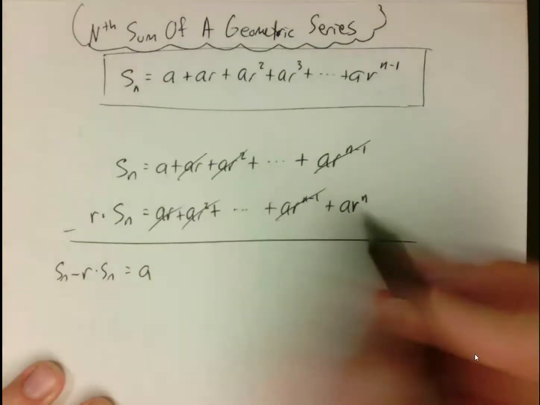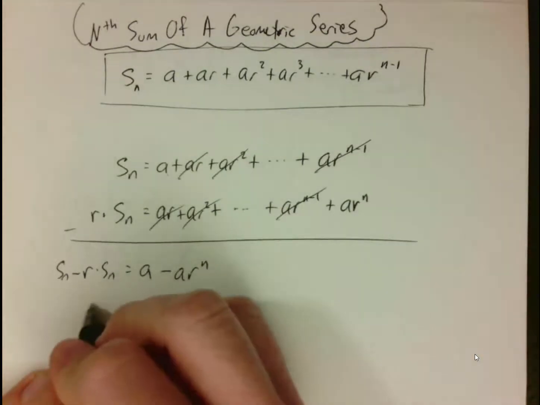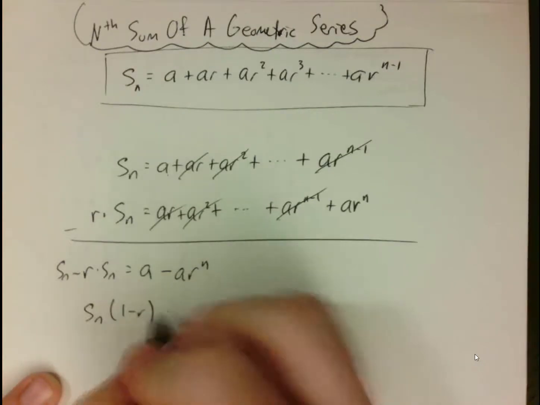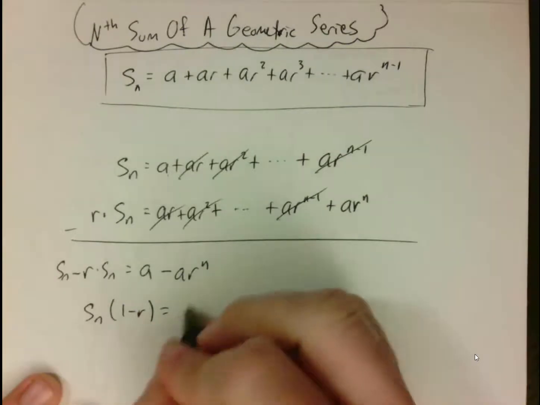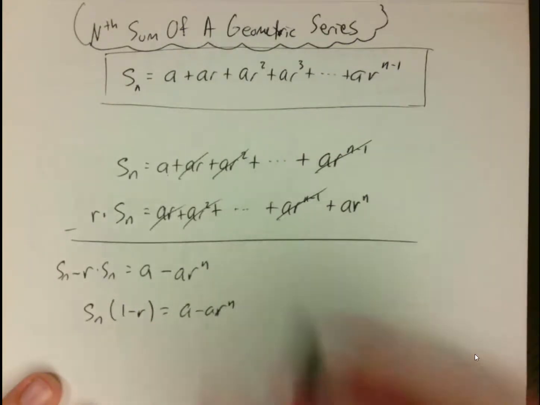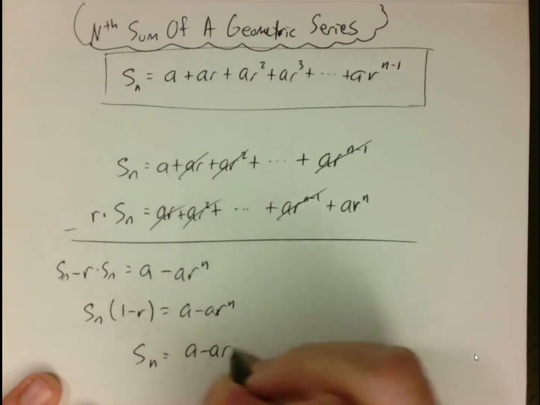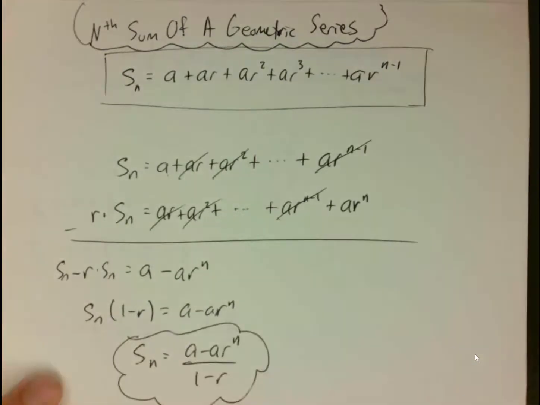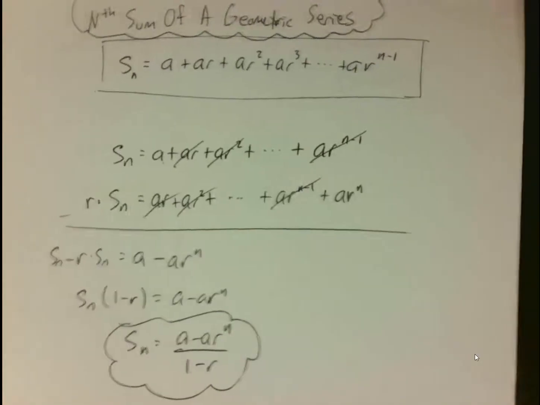So I've really got a minus ar to the n, and now I can pull out that S subscript n, which is the thing that I'm trying to solve for. Remember, that's the sum that I want. And so now I can divide through by 1 minus r. So a minus ar to the n over 1 minus r. So there's our general equation. So let's see how we can use that back in the original problem, which is where? Here it is.